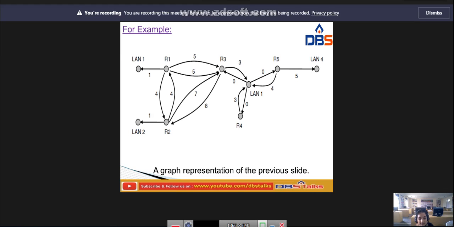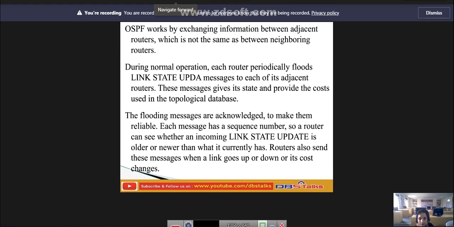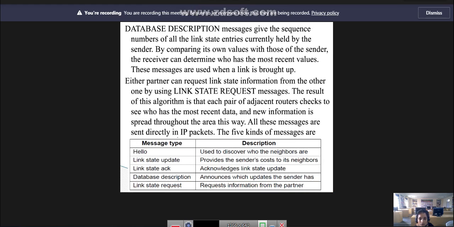So, all these messages are sent directly in IP packets, and the kinds of messages are listed here in the table. This is the message type hello. This is the description used to discover who the neighbors are. Link state update provides the sender's cost to its neighbors. Link state acknowledgement acknowledges the link state update. Database description announces which updates the sender has. Link state request requests information from the partner. So, these are the messages we have.